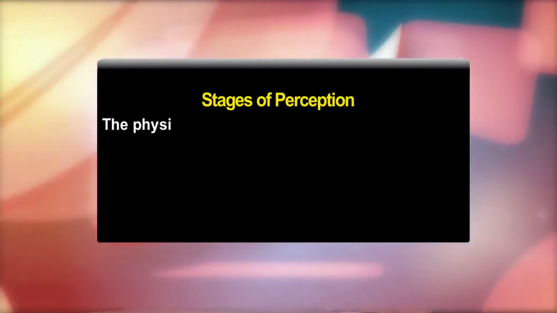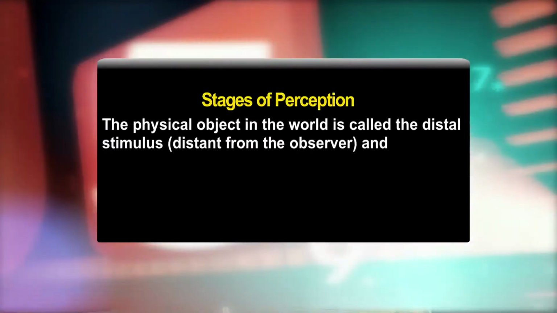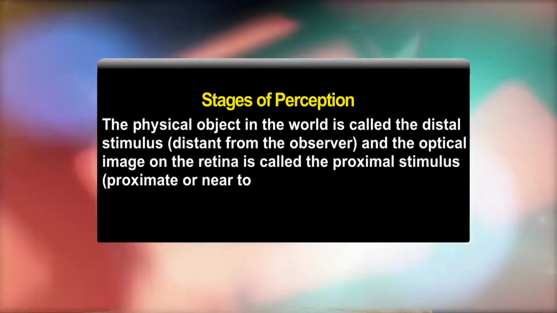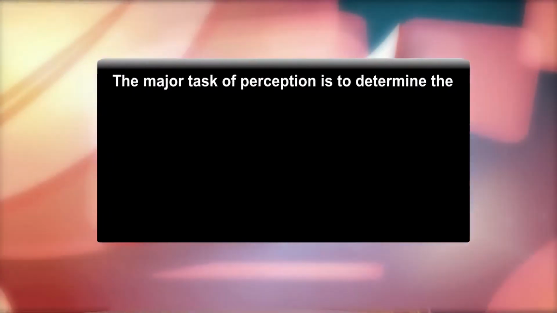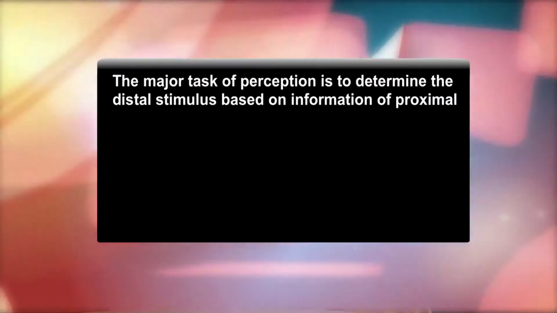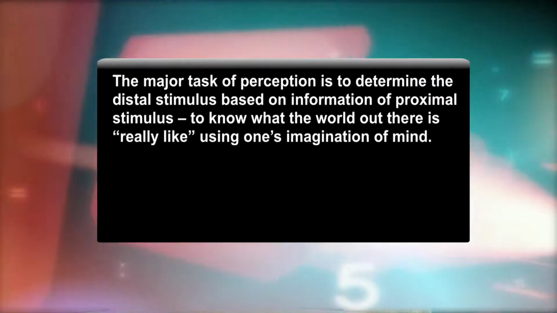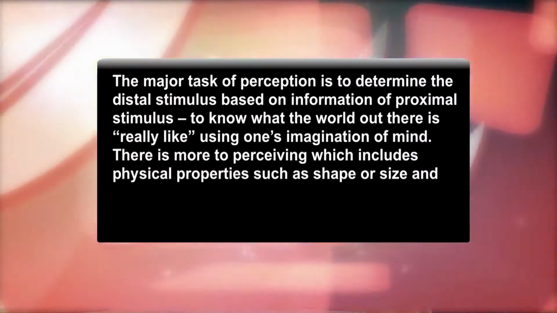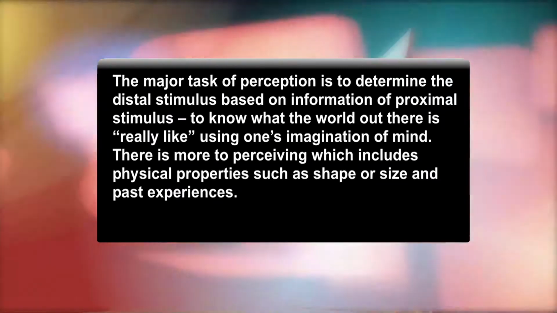Now, what do you understand by the stages of perception? The physical object in the world is called the distal stimulus, distant from the observer, and the optical image on the retina is called the proximal stimulus, that is, proximate or near to the observer. The major task of perception is to determine the distal stimulus based on information of the proximal stimulus, to know what the world out there is really like using one's imagination of mind. There is more to perceiving, which includes physical properties such as shape or size and past experiences.